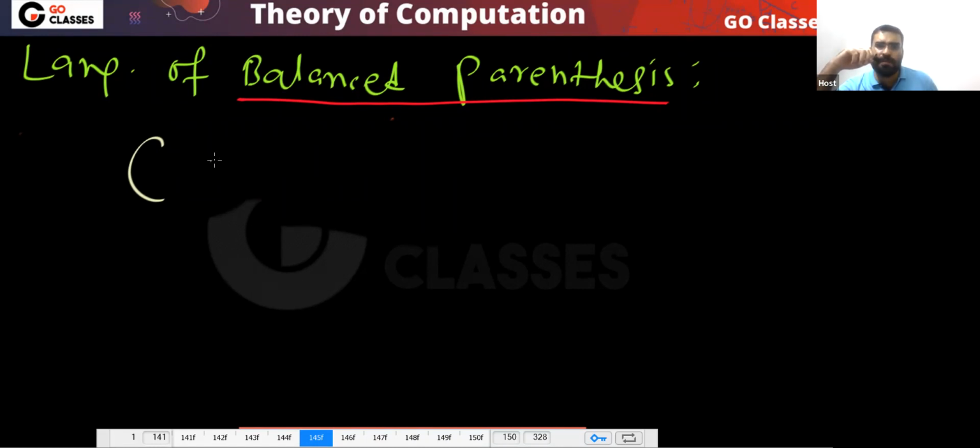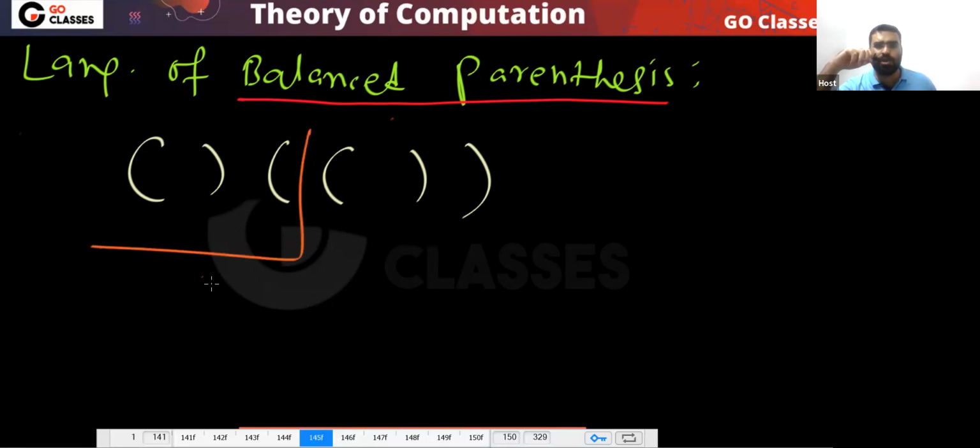You can also notice that in this balanced parenthesis, in every prefix, the number of open parentheses should be more than the number of closed parentheses. Can I say that? Whatever prefix you take, in every prefix, what should happen? The number of open parentheses must be greater than or equal to the number of closed parentheses.